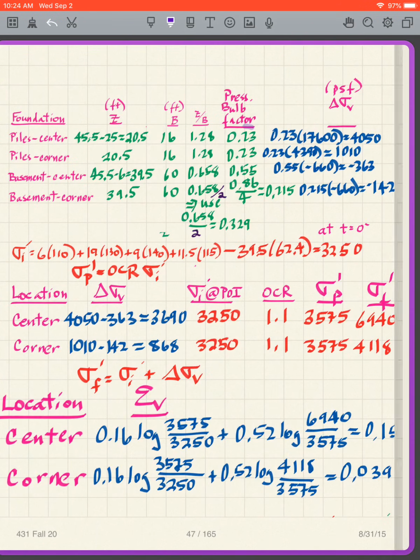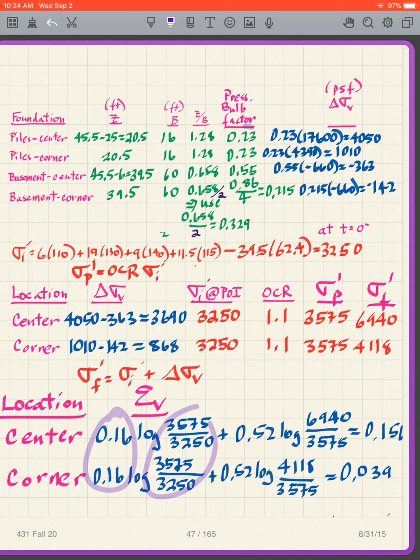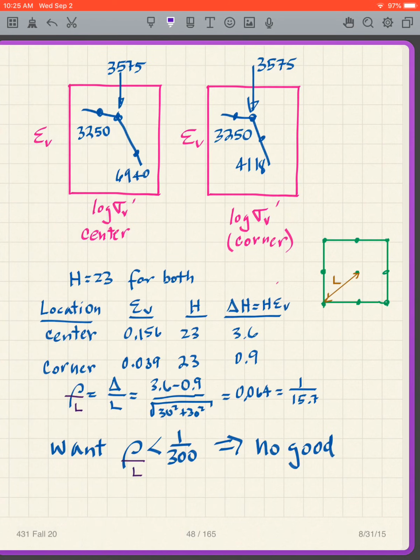So for both of these, and we've done this many times, there's our C epsilon R, the first part, C epsilon C, second part, and we get our epsilon V's for the center and the corner. We computed our H, which was 23 feet for both of them, so we've got our center, corner, epsilon V, our H, multiply those out, we get a delta H, pretty big.